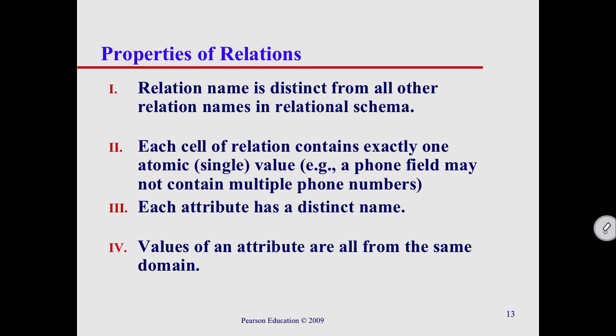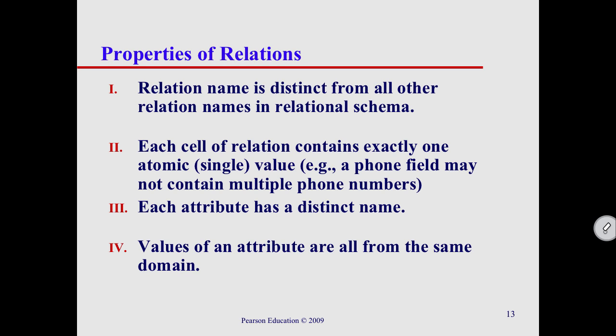Okay, so we've given you the terms. Now there are some properties of relations, some restrictions, if you may, on relations, many of which are pretty obvious. So the relation name should be distinct, pretty obvious, right? Otherwise there's going to be ambiguity when you refer to a relation. I'm going to skip to 3 because 2 is not obvious. 3, each attribute has a distinct name. That should be pretty clear too.